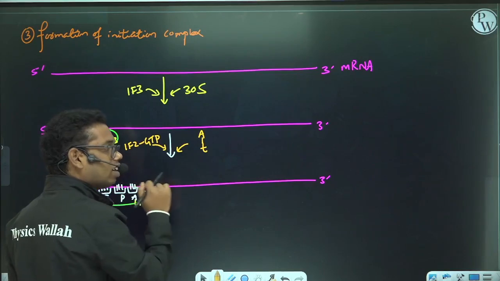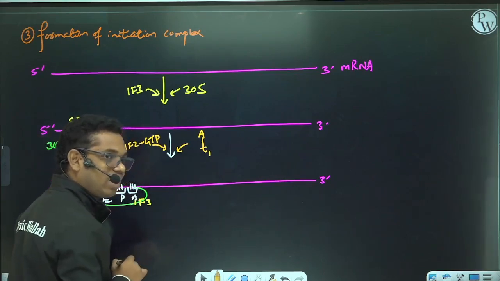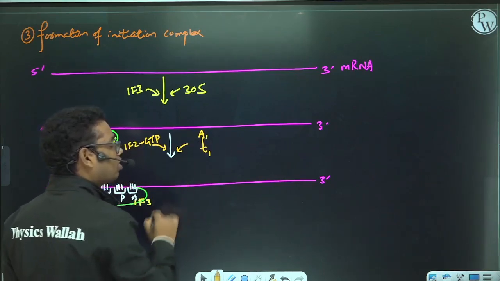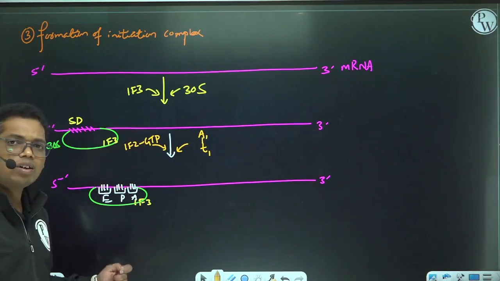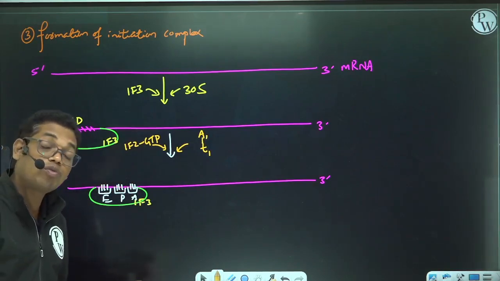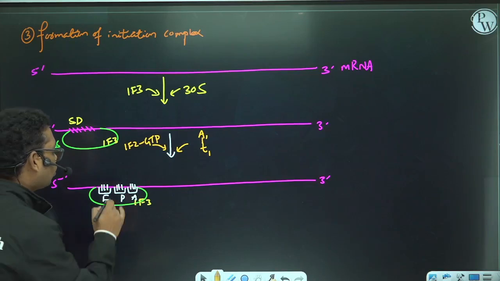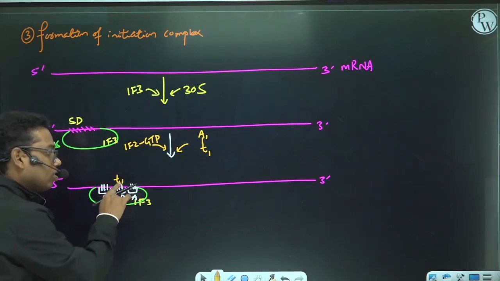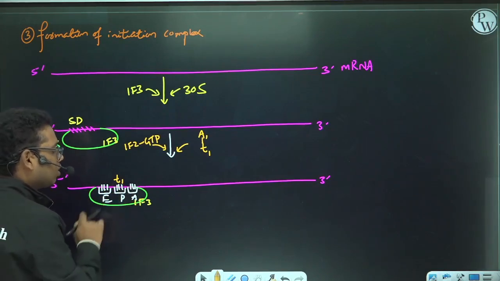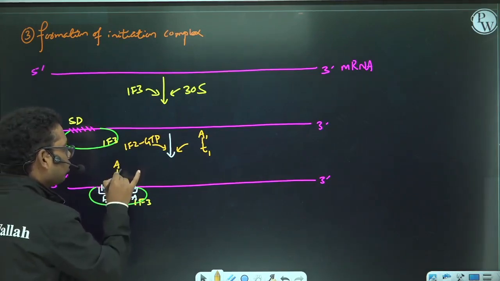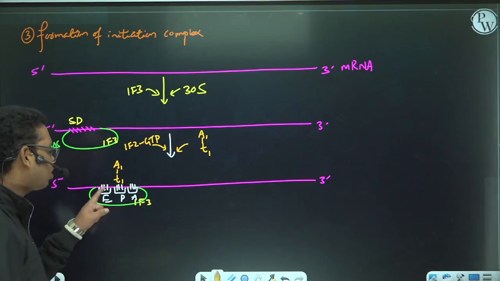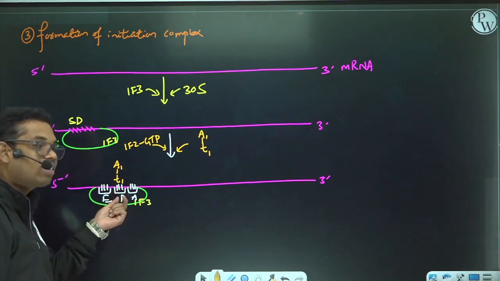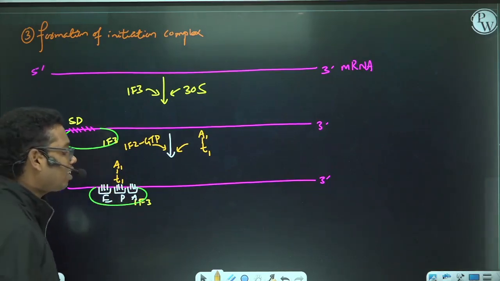And this is the first tRNA, so I will call this the initiator tRNA. And this is the first amino acid, and this will be methionine, formylated methionine. Okay, so here what will happen? The anticodon of this tRNA will bind with this codon at the P site, and it is bound to the first amino acid. So the first tRNA binds at the P site.